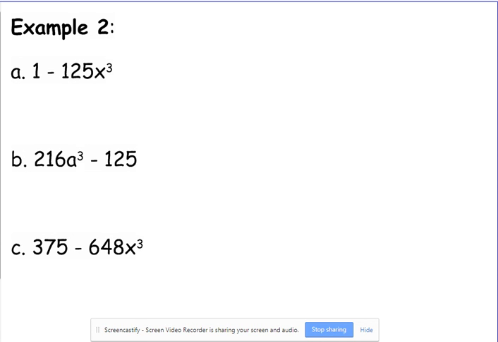If you had done it with the sum, not a big deal because they were both positive. But here, you don't want to change the order. You want to leave it the way that they give it to you in the problem. Okay, so let's do this. We've got the cube root of 1 is 1. The cube root of 125 is 5. So that's 5x. Okay, then we square the 1.